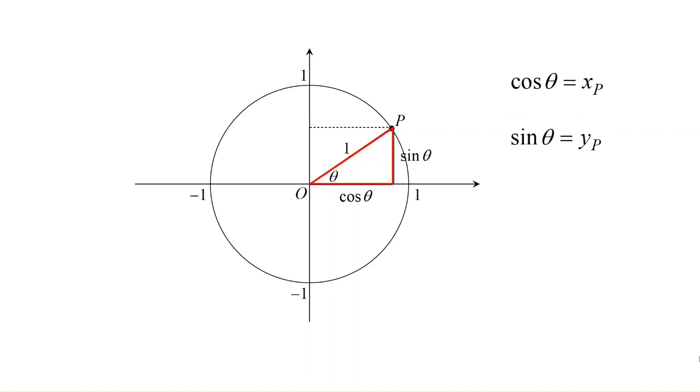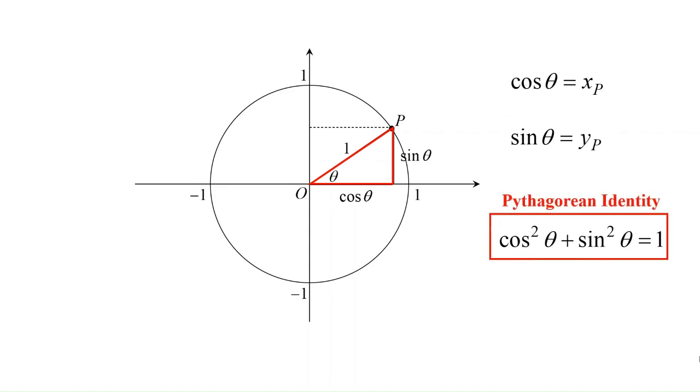Using Pythagoras' theorem in the formed right triangle, we deduce that cosine squared theta plus sine squared theta is equal to 1 for all theta, a property called the Pythagorean identity. In conclusion, any point on the unit circle has cosine theta and sine theta as its coordinates. Consequently, the horizontal axis is the cosine axis, while the vertical axis is the sine axis.